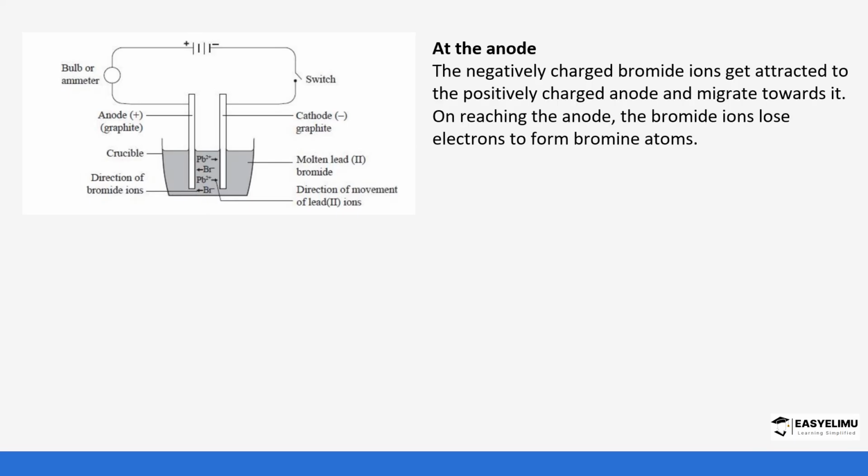So one of the things that you will notice is that the bulb is going to light. So why does the bulb light? The first thing that also we are going to see is some gases being produced at the anode. How does that happen? So first of all, in the solution, we have the lead ions and the bromide ions.